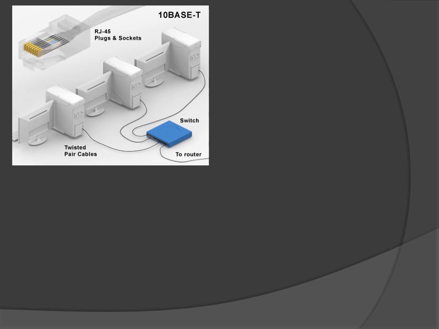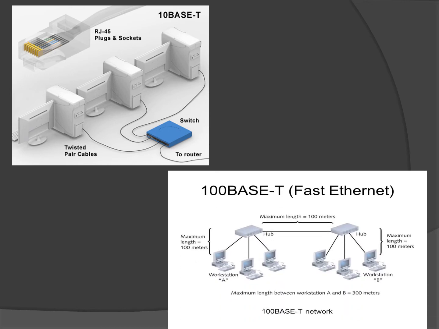Diagram. And this is the diagram of 10-base-T. You can see it is using UTP cable. The RJ45 connector is being used in order to achieve the connection. So this is all about 10-base-T cable. And we also have here 100-base-T, which is used for fast Ethernet. This is the diagram of 100-base-T. It is similar to 10-base-T, which again uses twisted pair cable for connection.